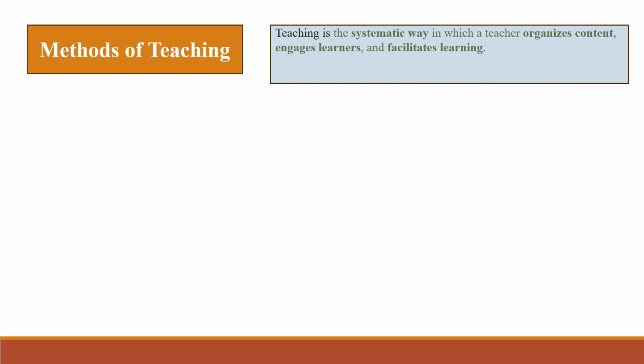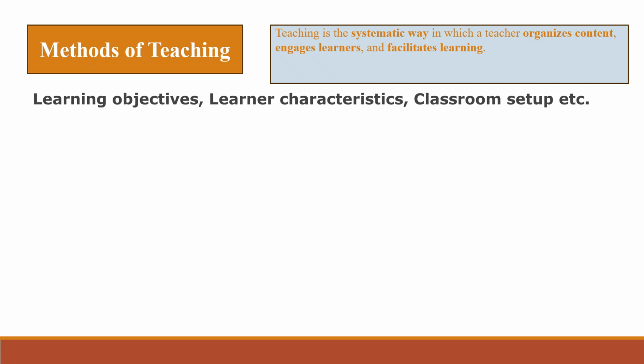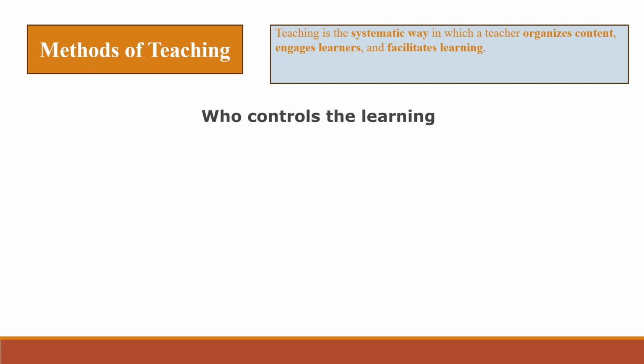Now let's look at the theory aspects of methods of teaching. A method of teaching refers to the systematic way in which a teacher, trainer, or instructor organizes content, engages learners, and facilitates learning. There are several ways to classify teaching methods depending on learning objectives, learner characteristics, the classroom situation, etc. However, the simplest and the most commonly used classification is based on who controls the learning. They are of two types, teacher-centered methods and learner-centered methods.